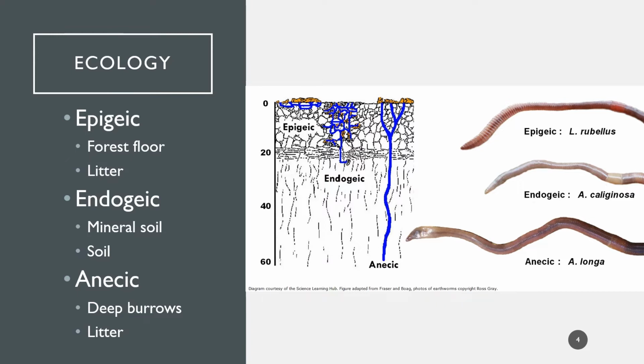So when we talk about earthworms and the impact they have on soils, it's important to consider what kind of species we're talking about. Because if we're interested in bioturbation, it's mainly performed by anecic species.